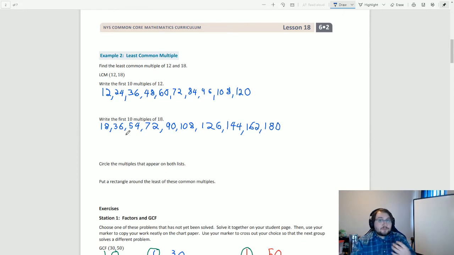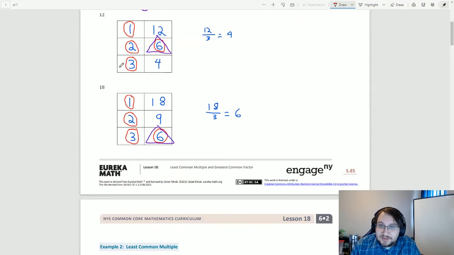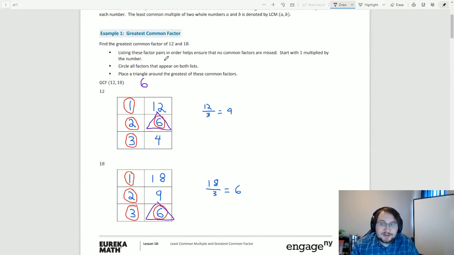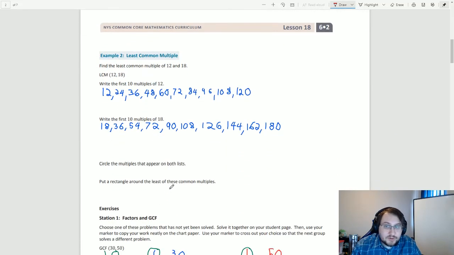So those are our first 10 multiples of 18. We've just counted by 18s all the way up until we got to 18 times 10. Now, what it asks us to do is circle our multiples that appear on both lists. Very similar to what we did up here on finding our greatest common factor, how we circled what was in common on both of them, that's what we're going to do over here.